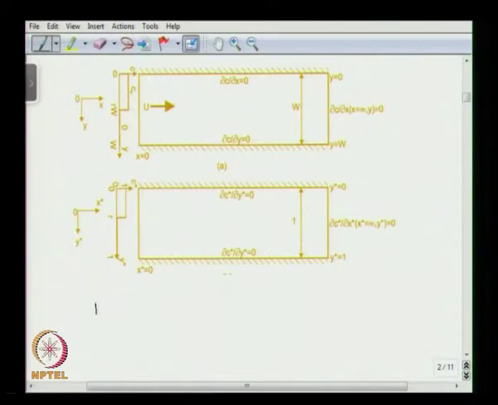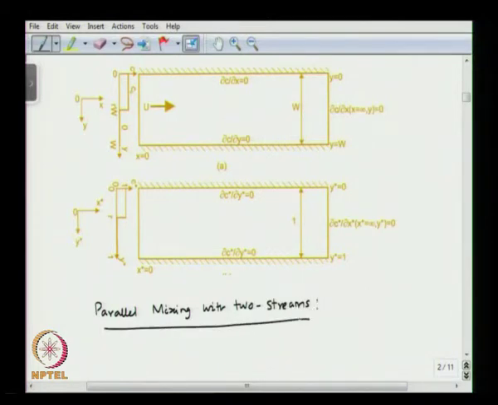So, parallel mixing with two streams. Okay. So, as you can see, you have two streams, one stream here and one stream there. The concentration of stream 1, the solute concentration, is C0, in another one the concentration is 0.